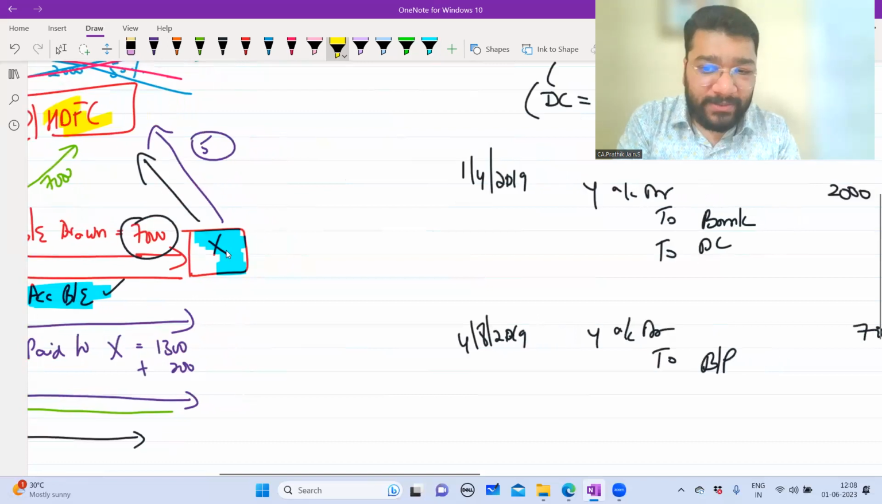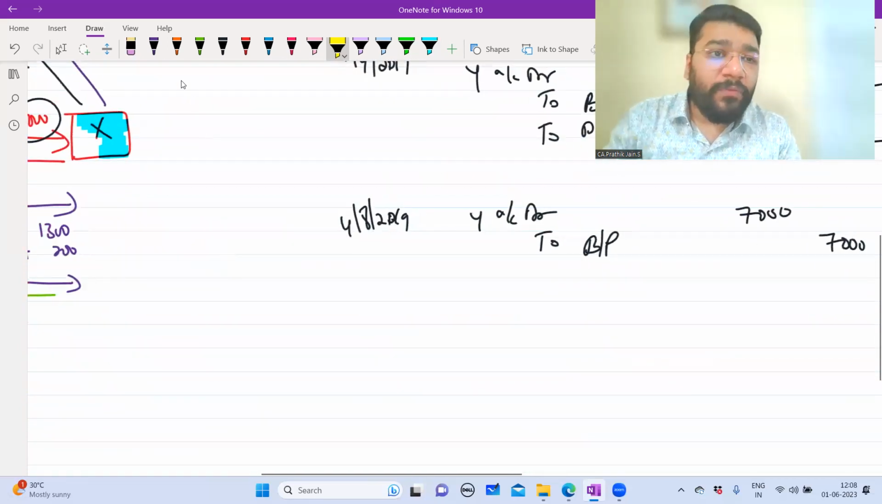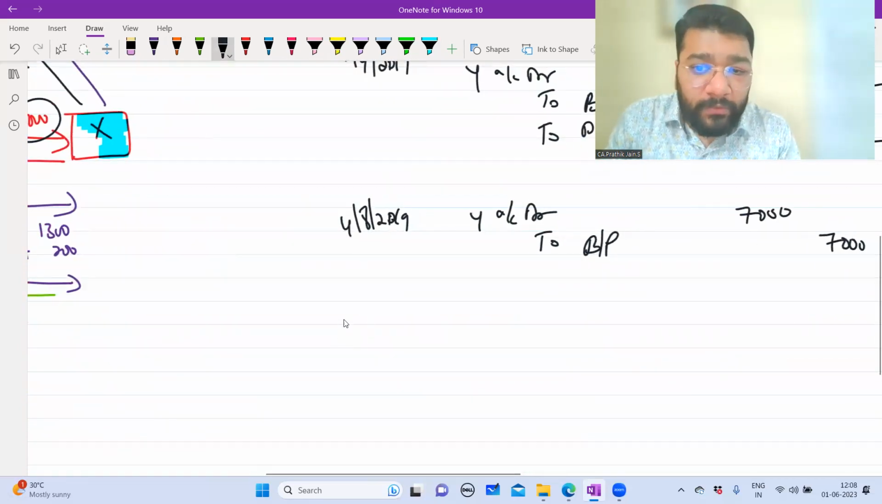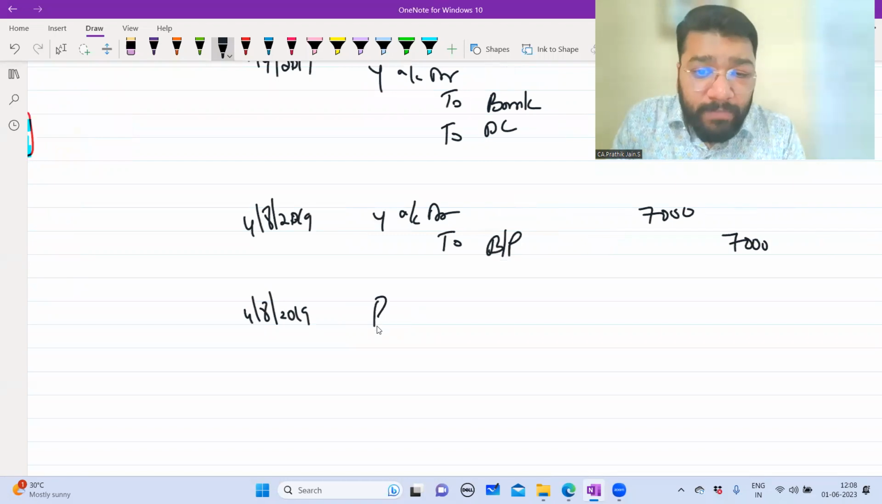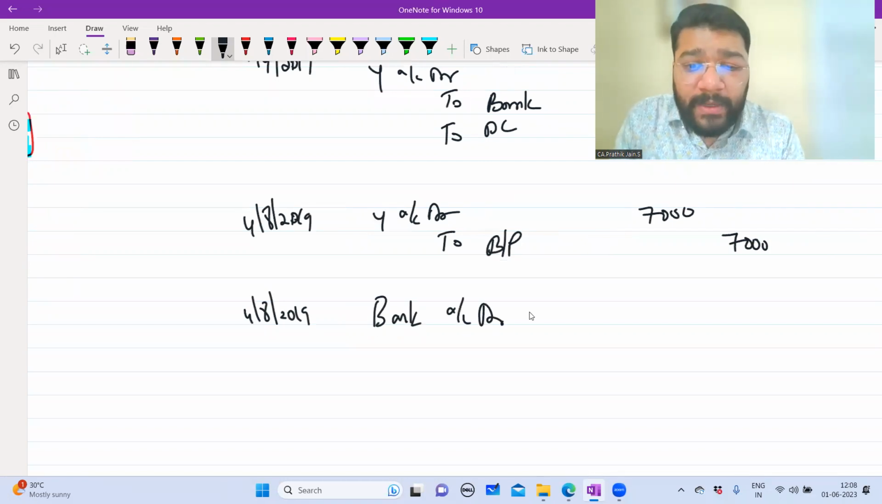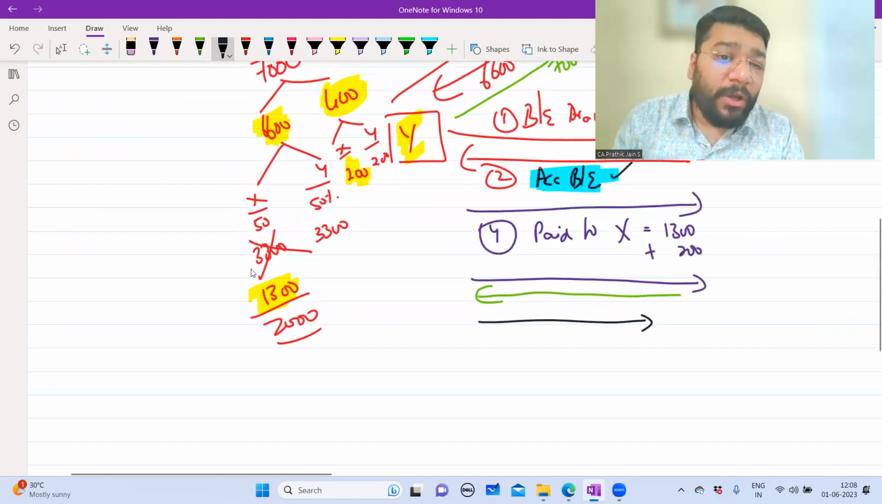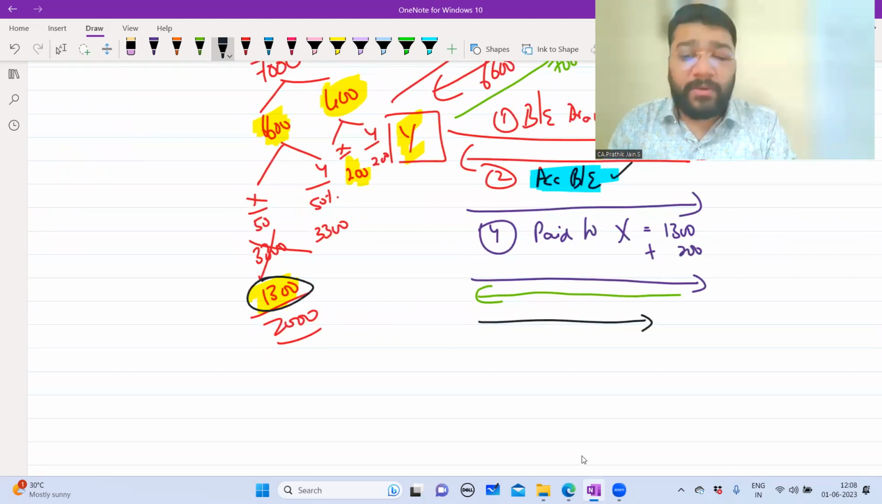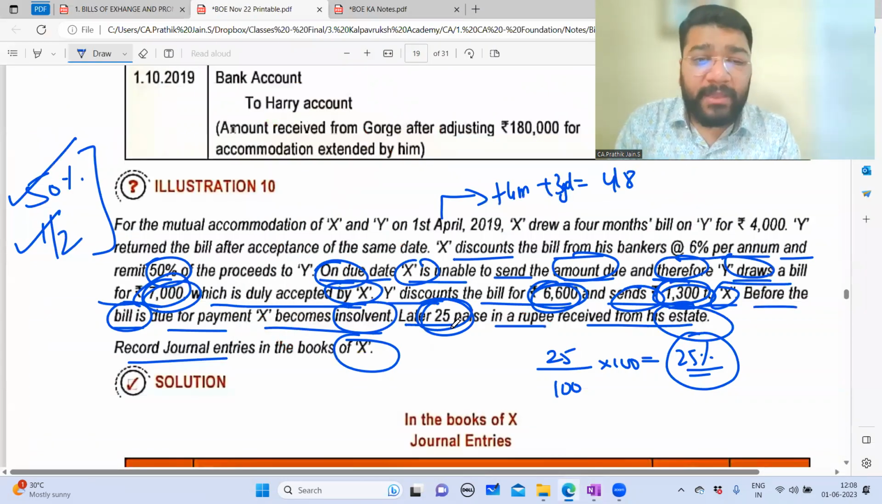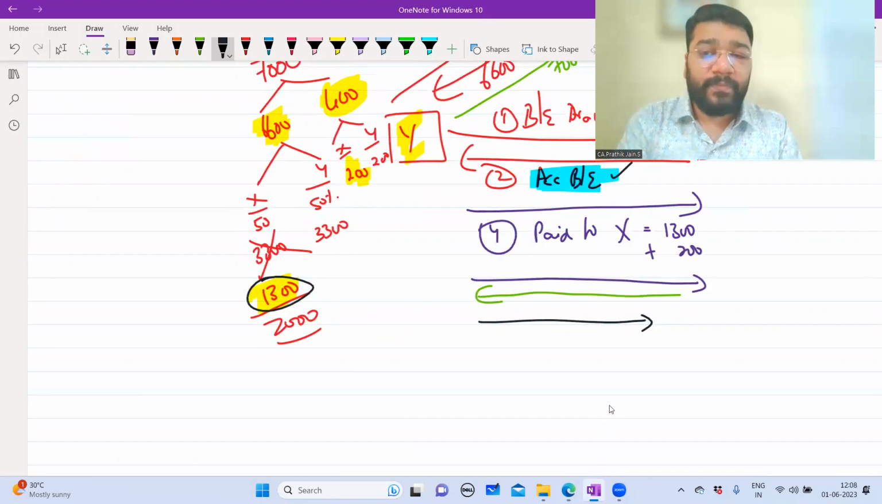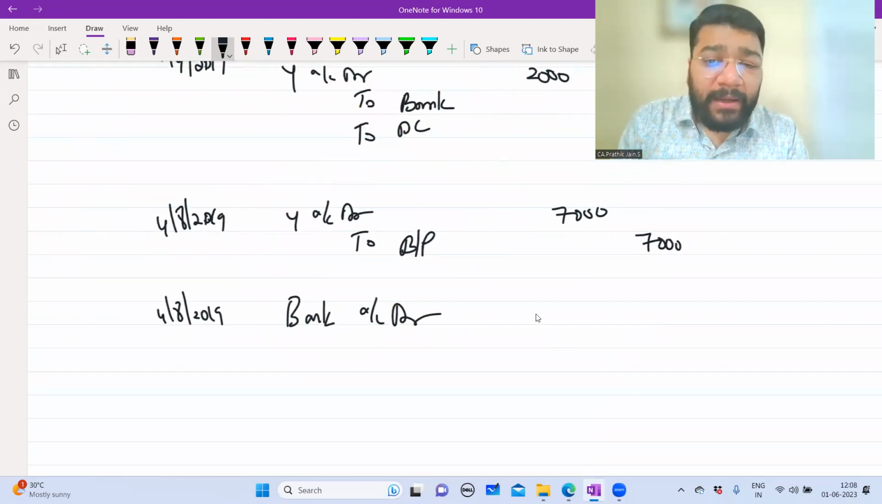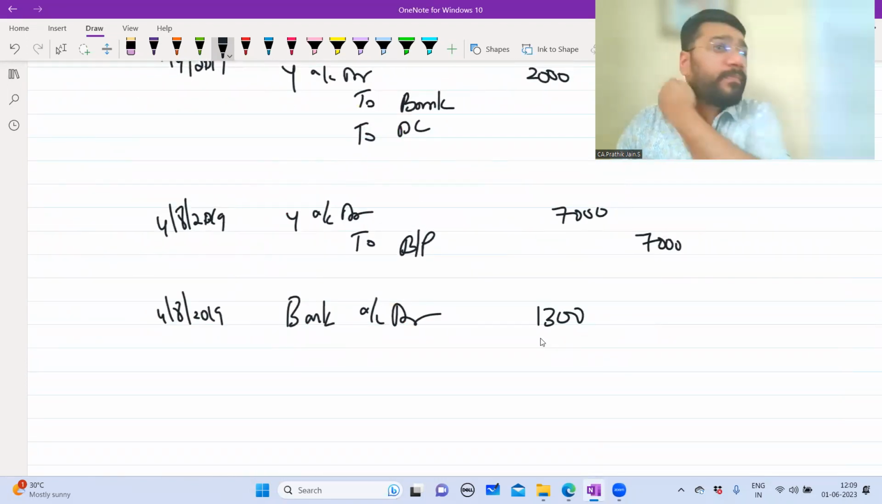So let's understand this. Sir, on 4/8, X is receiving money from whom? Y, in the form of bank. So bank account debit. How much money is X receiving? 1,300 only is receiving. He is receiving 1,300 very clearly. Very clearly it is given in the question that Y discounts the bill of 6,600 and sends 1,300 only to X. So in the bank account, 1,300 only has come.